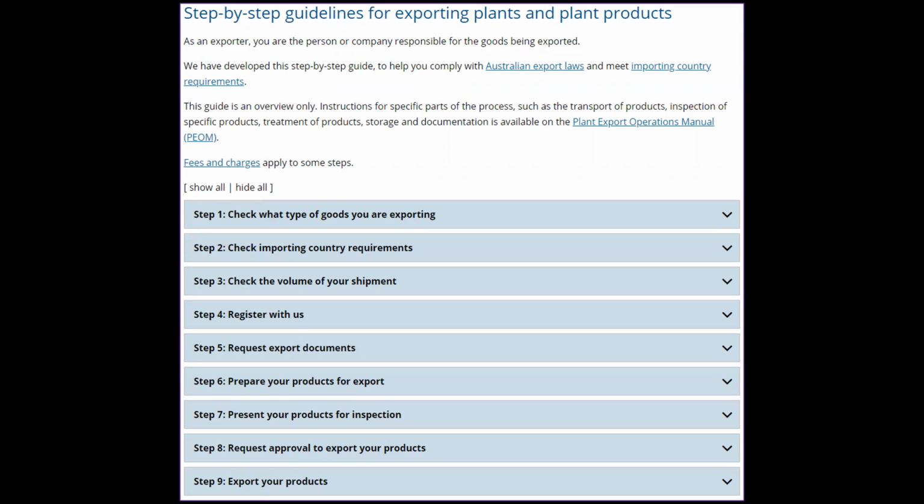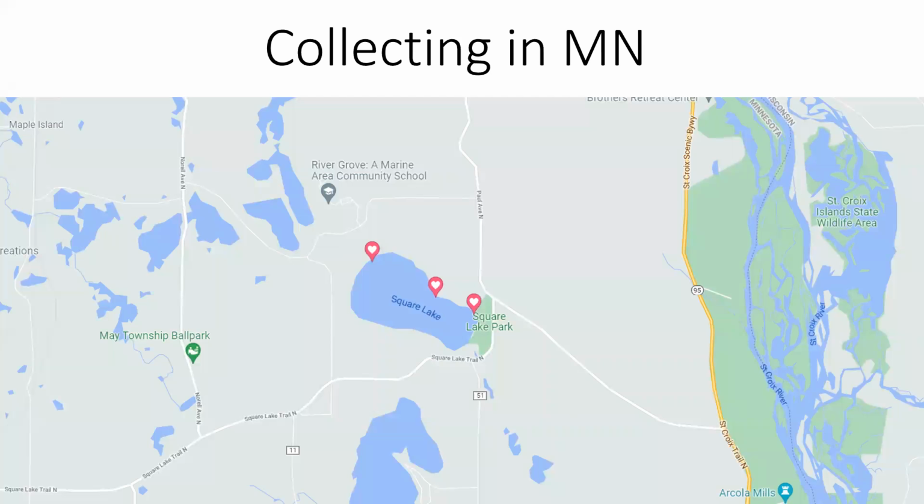And I want to thank Eric Anderson from the USDA for the help. The plants never would have made it here alive had it not been for both of them. So I want to thank them. And so I was able to do my own collecting for this project.